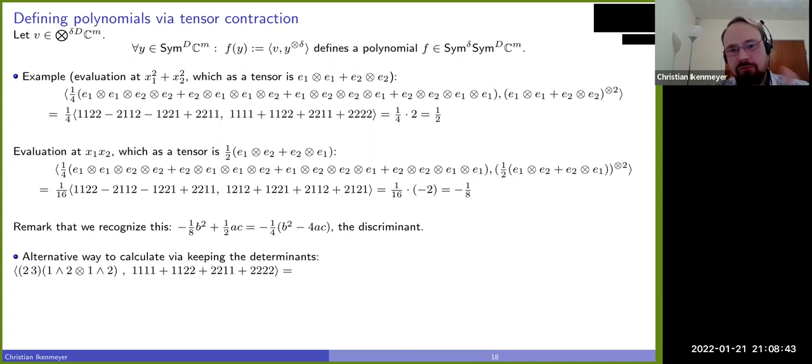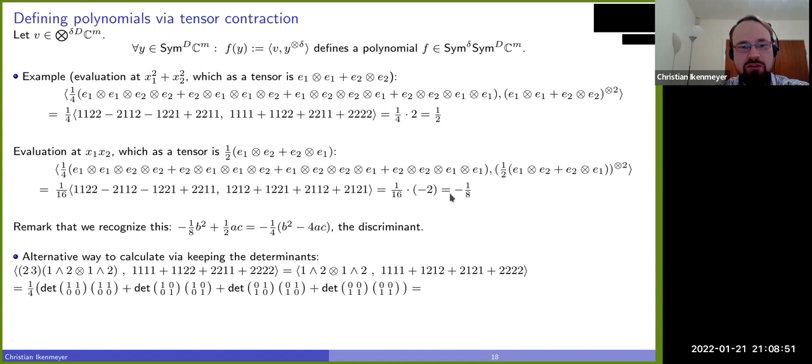And there are alternative ways of calculating this. There's a way of calculating this by keeping the determinants, so you don't have to do this whole large expansion. In the interest of time I won't go over this, but you can get the same value by pushing the permutation to the other side and getting a sum of products of determinants. That's extremely helpful for computations, because of course we know that determinants are easier to evaluate than these huge tensor expansions.